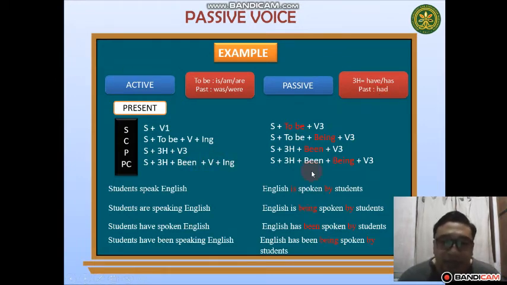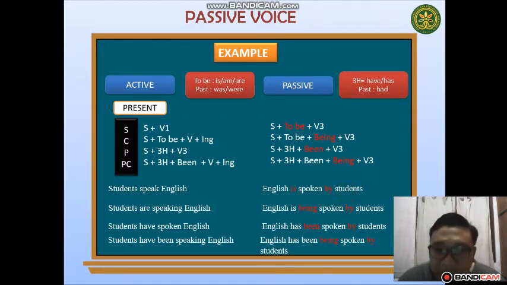So in here the formula and also the example sentences. Here is subject plus verb 1. In here, students speak English. If you want to be passive, it is English is spoken by students. So in here, English is being a subject, but the student is being an object. That's the way to be passive.